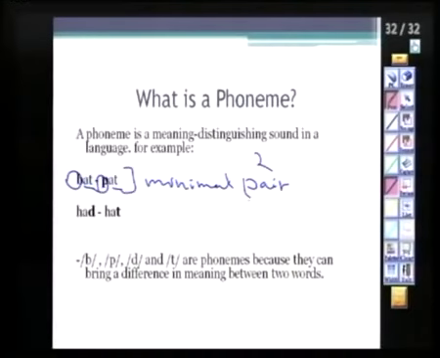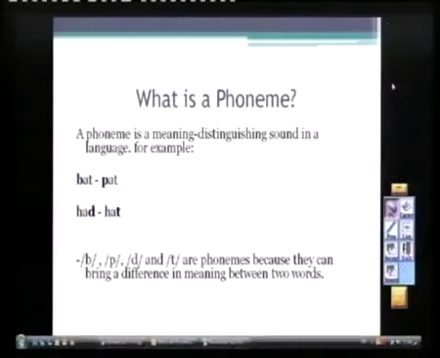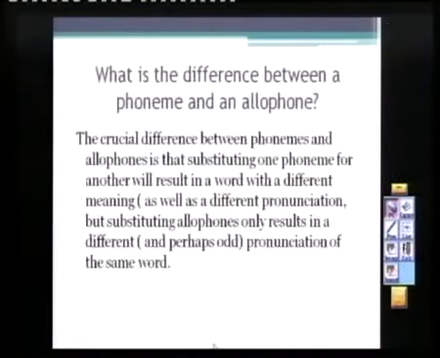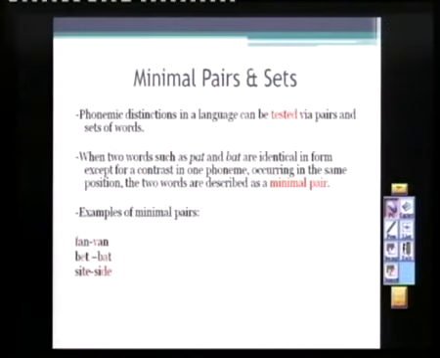It doesn't have to be the first sound, doesn't have to be the initial sound. It could be any position, but it has to be in the same position. Look at this. You do have identical except for one sound, so that's a minimal pair. Another example. You have a slide with lots of examples. Let me show you. Those are minimal pairs and sets. Look at examples of minimal pairs.